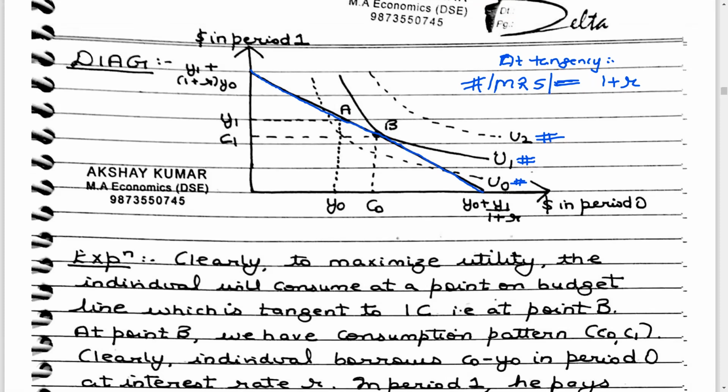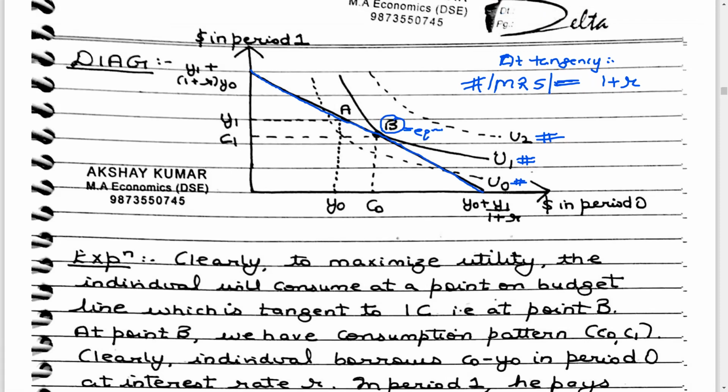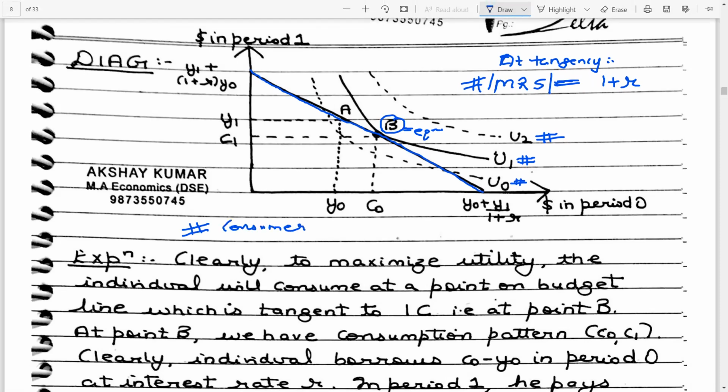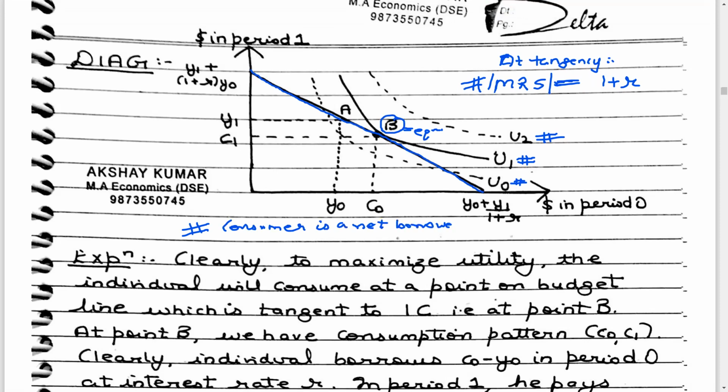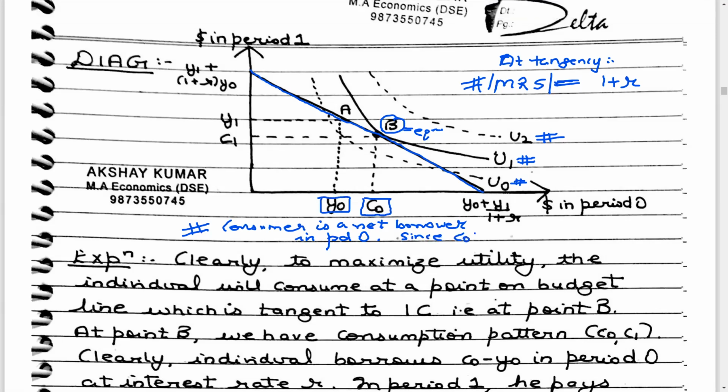Okay, so equilibrium happens at point B. Point B is the point of equilibrium. You can clearly see that the consumer is a net borrower in period 0 because he is consuming in period 0 more than his income. Since consumption in period 0 is more than the income, the consumer is a net borrower in period 0.